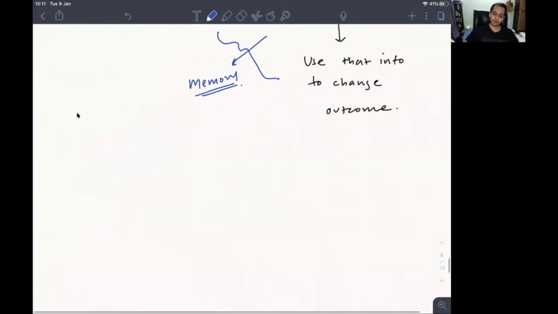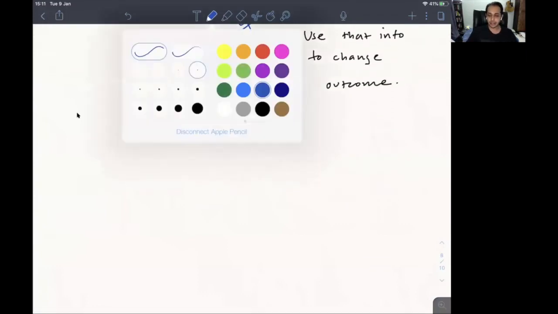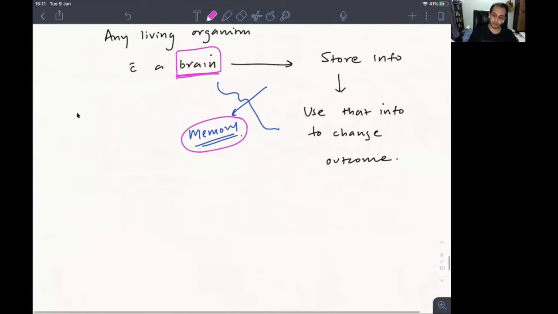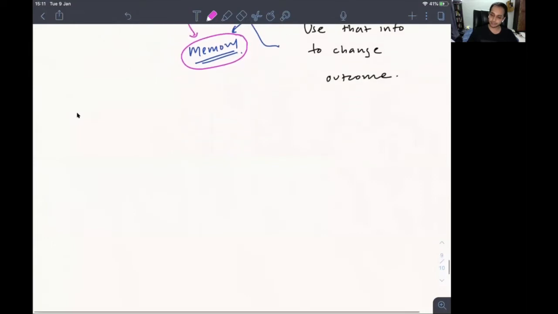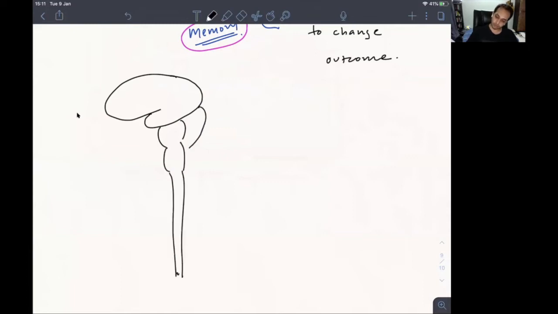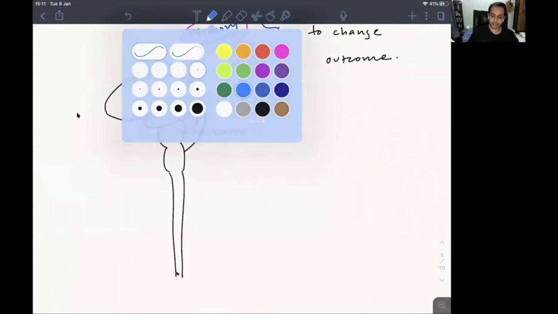Now, how do we understand more about memory? So for that, you need to understand more about the brain. Because ultimately, from what we have seen so far, it looks like memory and the brain are closely connected. So now let's look at the human brain. And the human brain is, as you know, it can be complex, but we'll take it slowly.